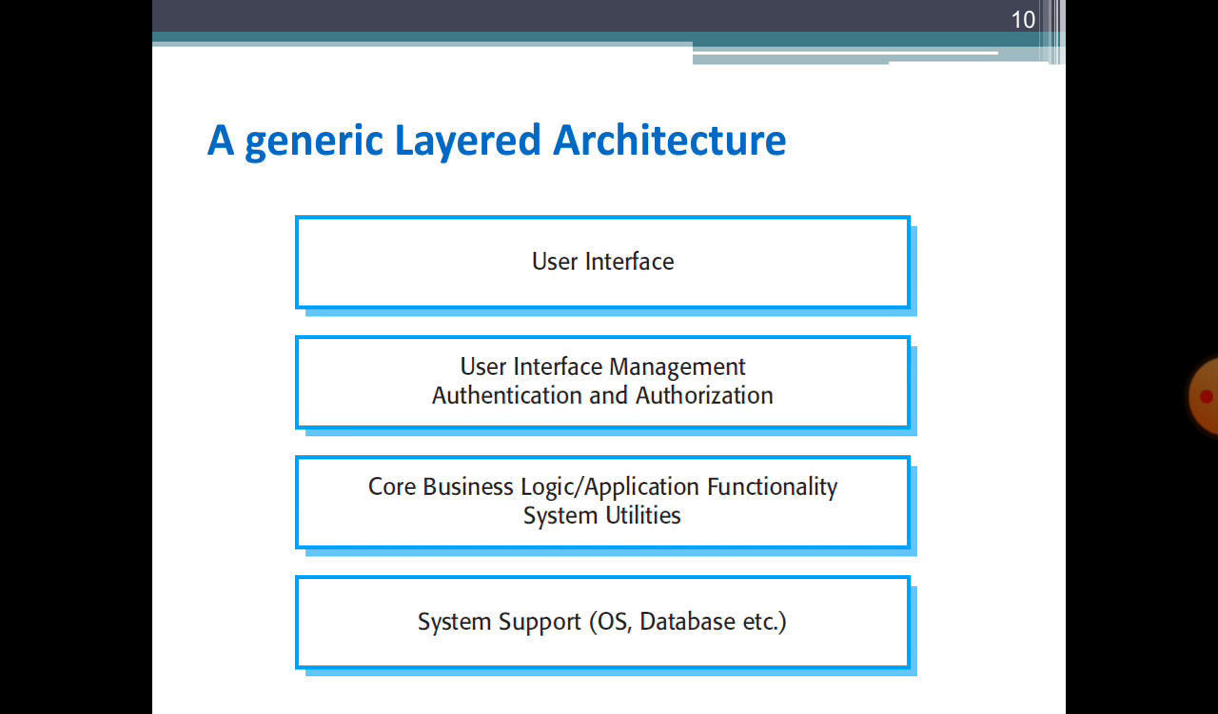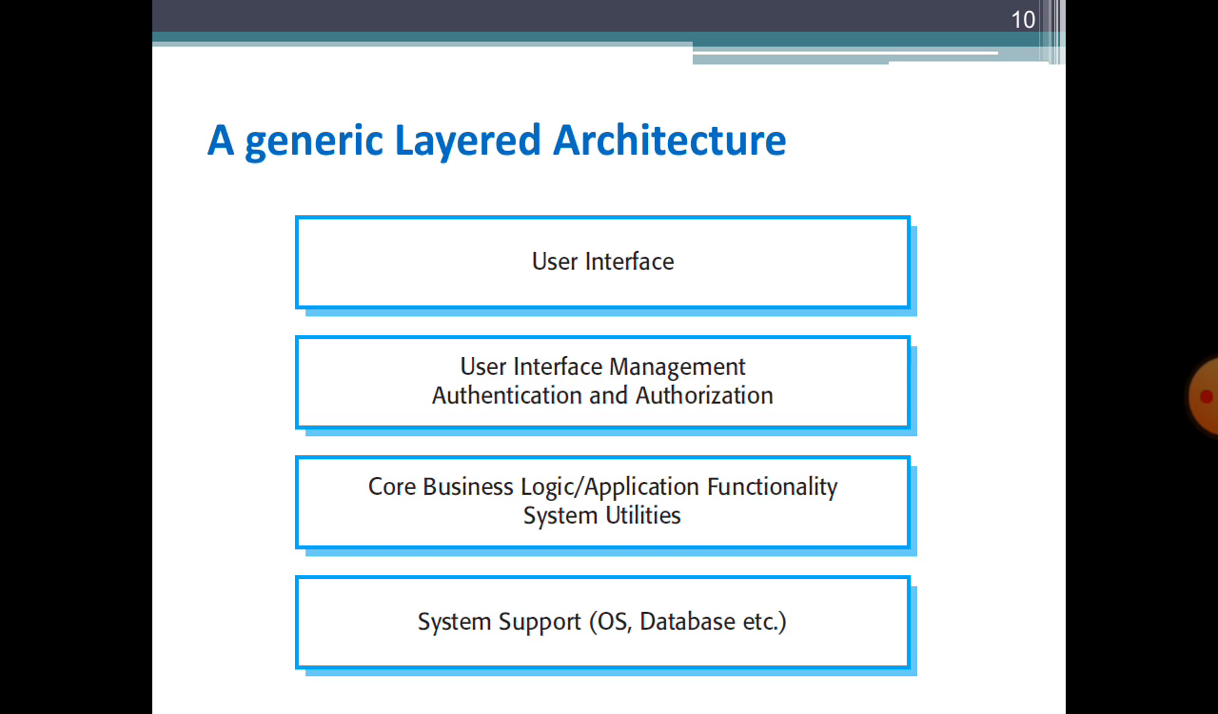In this figure you can see that a layered architecture basically has four layers. The lowest layer includes system support software like the operating system and databases. Typically, database and operating system support are contained in this layer. The next layer is the application layer that includes the components concerned with the application functionality and the utility components that are used by other application components. The third layer is concerned with user interface management and providing user authentication and authorization, with the top layer providing user interface facilities to the user.